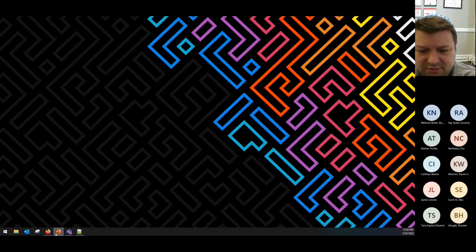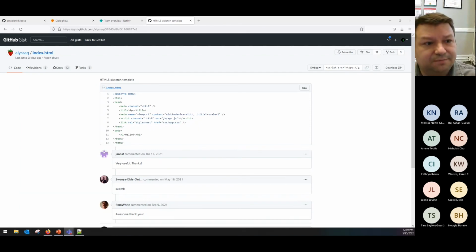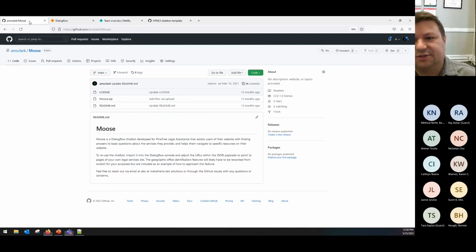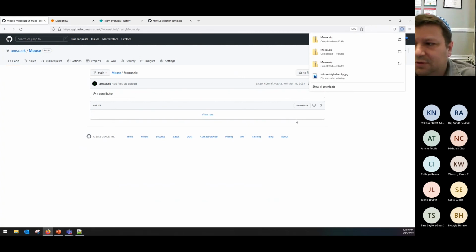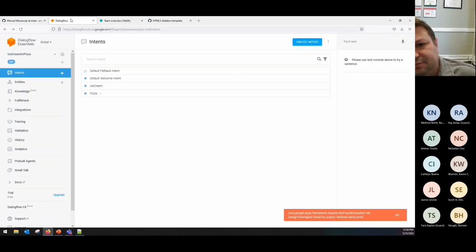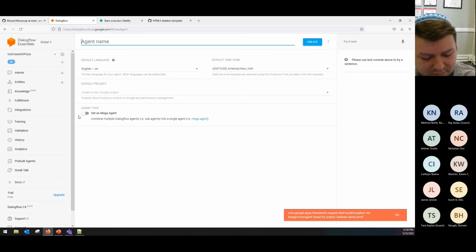So I'm going to come over here and show you just how easy it is. First of all, this is the GitHub page, and the first thing you would do if you wanted to replicate would be download, say, the moose.zip. Download that zip file, and I come into the Dialogflow Essentials console. I need to create a new agent. We call it webinar demo.